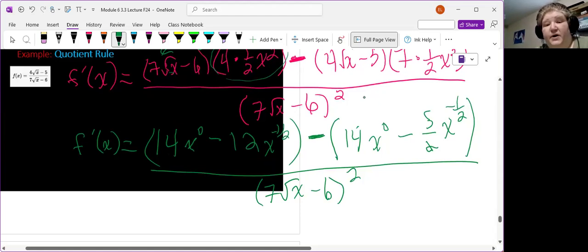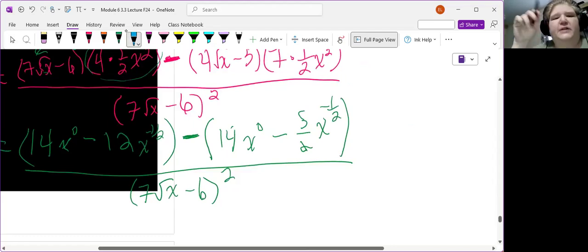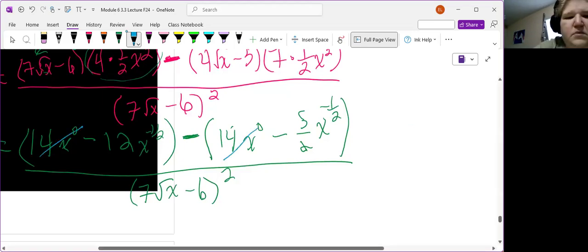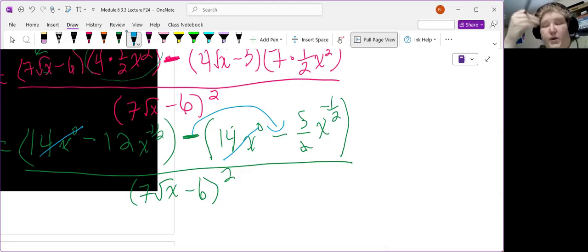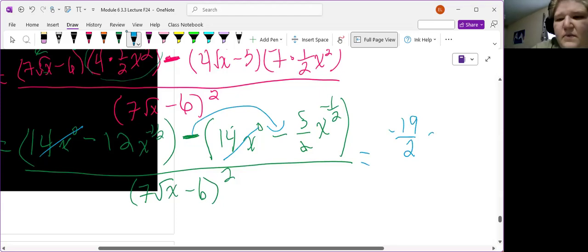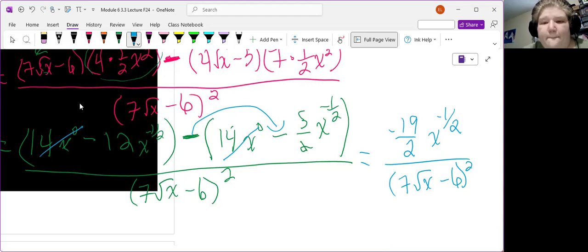So it turns out the 14x to the 0 minus 14x to the 0 is actually going to cancel out. Does happen sometimes, particularly since they were both square root of x things. But here, that minus sign is going to need to get distributed. So I have negative 12 things minus 5/2, or sorry, plus 5/2. So negative 24/2 plus 5/2 is negative 19/2 of x to the negative 1/2 over 7 square root of x minus 6 squared. That's where I'd call it. We could do a little more rearranging, but it's not worth the effort. Okay. So we'll stop this one, and then I've got one more.